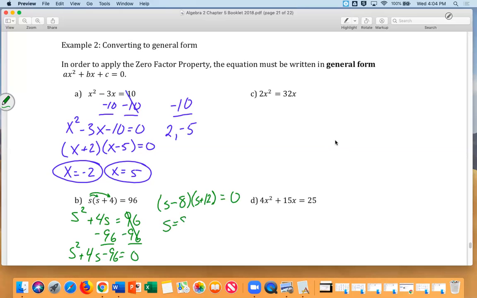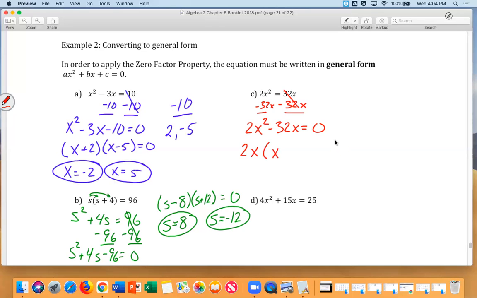So I get s equals 8, and I get s equals -12. So there's that. See, when you get these x's all to one side, I get 2x squared minus 32x equals 0. So I'm going to factor out a GCF of 2x. That's going to give me x minus 16 equals 0. So I get 2x equals 0, well, that's easy to see, x is 0. And then on this side, I get x equals 16.